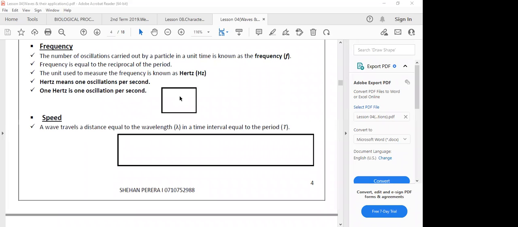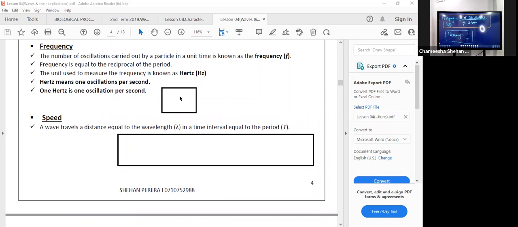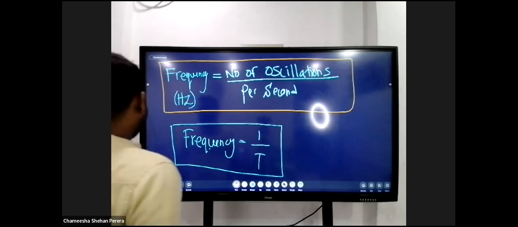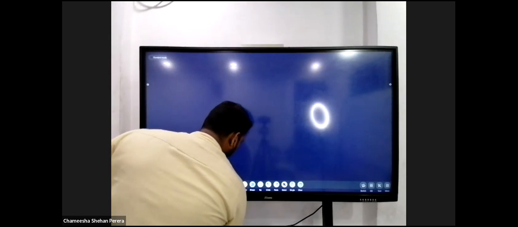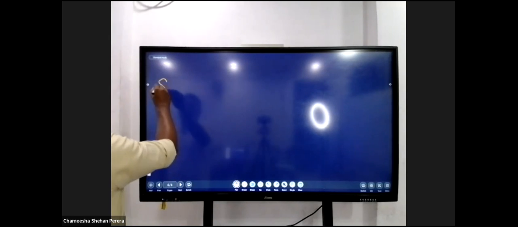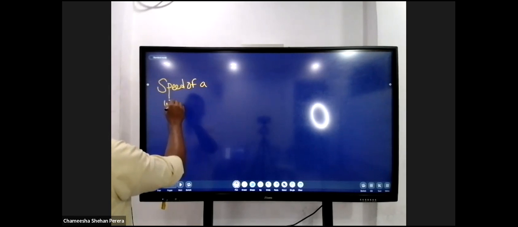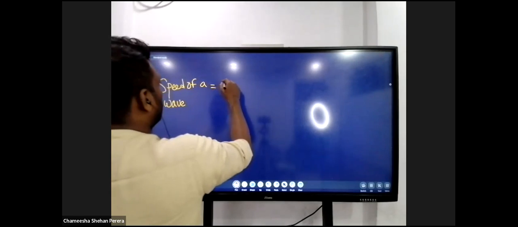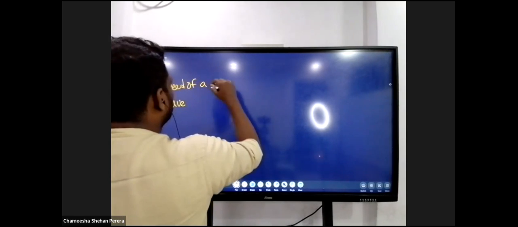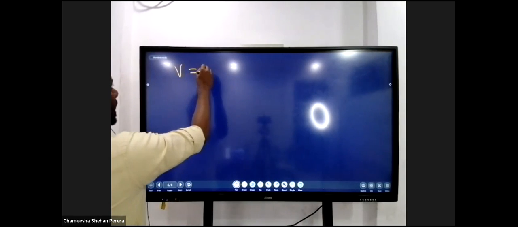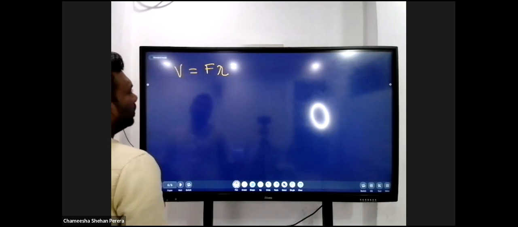Okay. Speed. A wave travels a distance equal to the wavelength, which is lambda, in a time interval equal to the period. So we need to talk about the speed of a wave. V equals f lambda. That's how we write it.